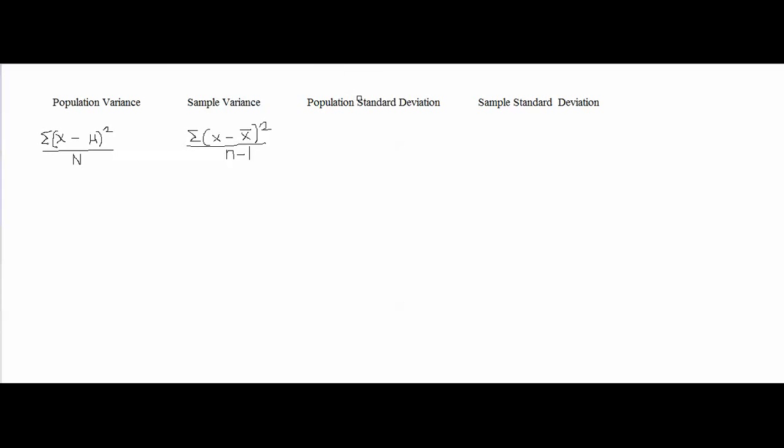I'm sorry, I should have said population variance and no, actually, I did write it out correctly. Sorry. I thought I made a mistake, but I didn't.